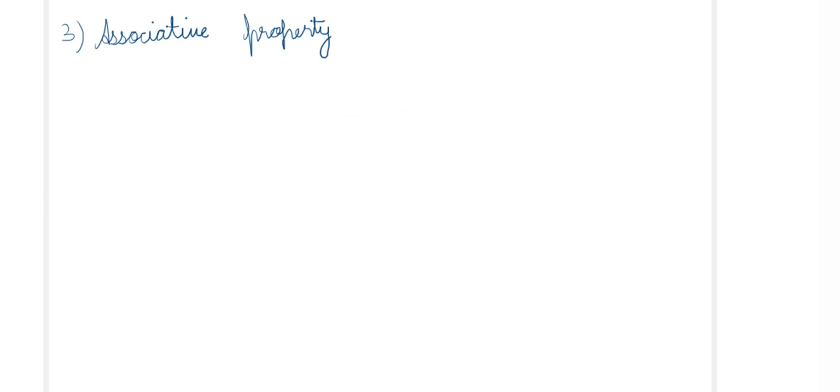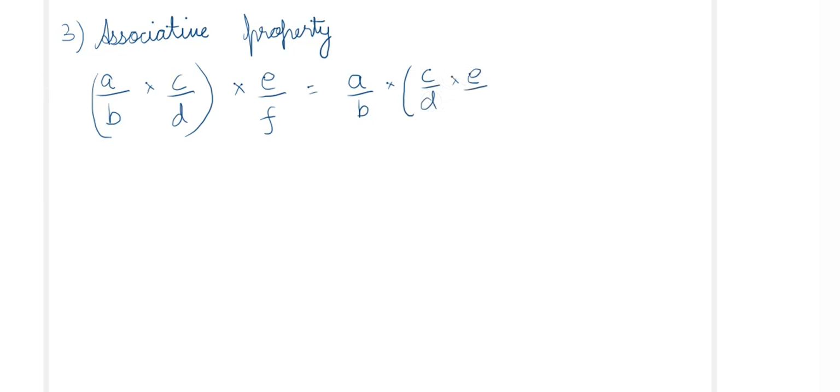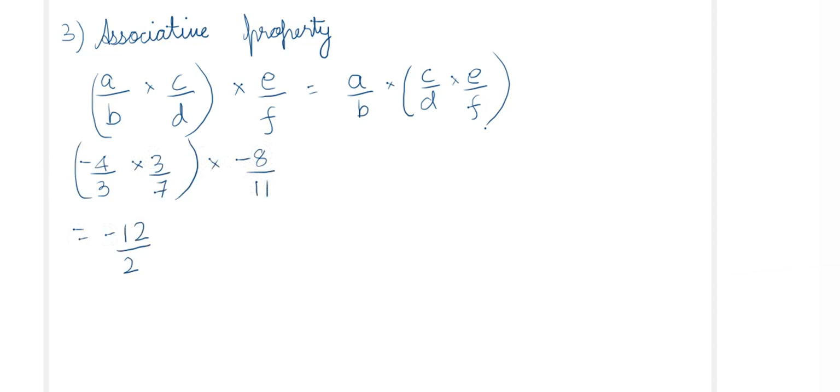The third property which we are going to check is the associative property. The associative property is: a by b into c by d, into e by f, is equal to a by b into c by d into e by f. Now let's check this with an example. Minus 4 by 3 into 3 by 7 into minus 8 by 11. This is nothing but minus 12 by 21 into minus 8 by 11.